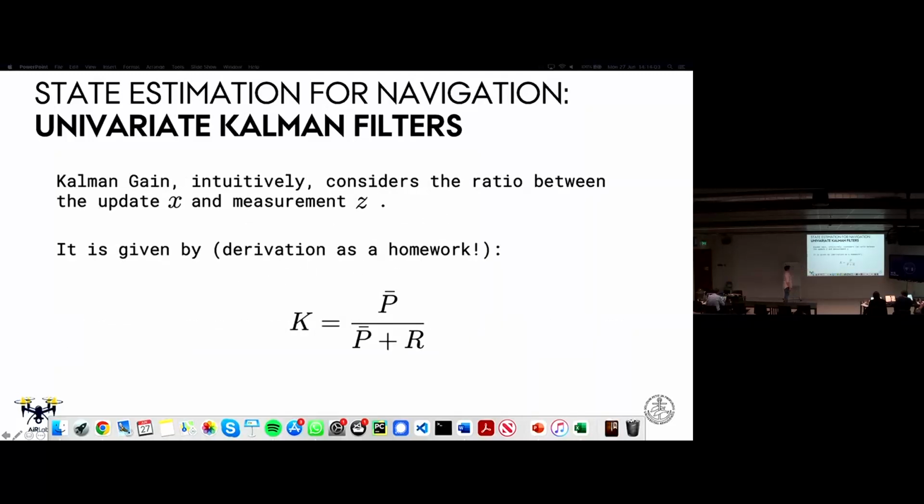You can define the Kalman gain as a ratio between update and measurement. So this is basically the ratio between the prior variance, as given by the prior variance, and the measurement uncertainty.